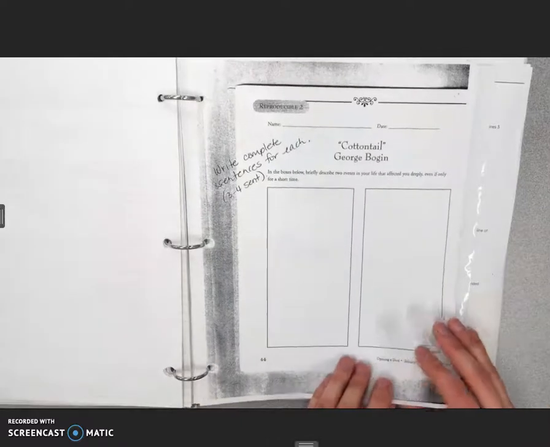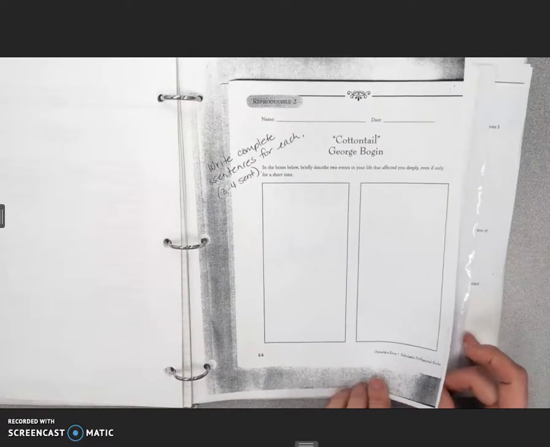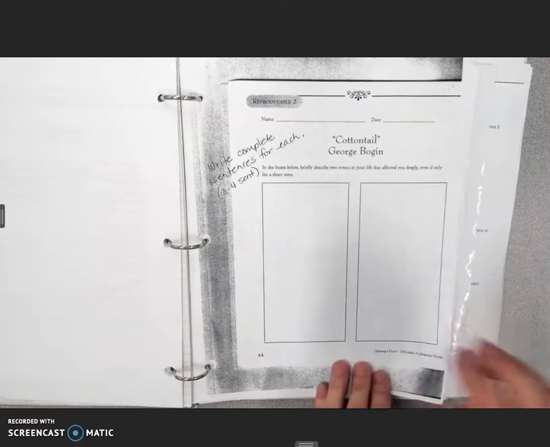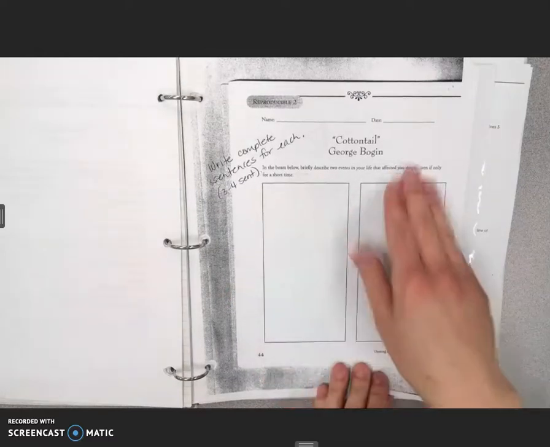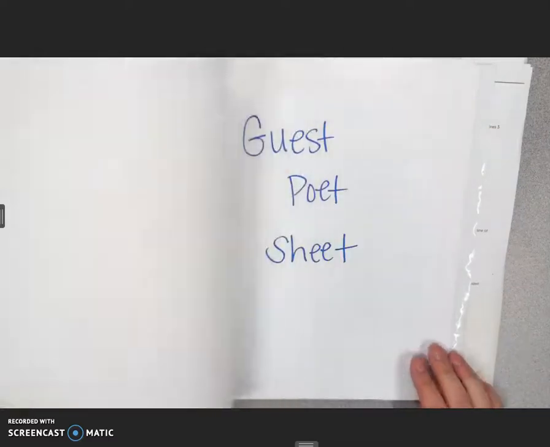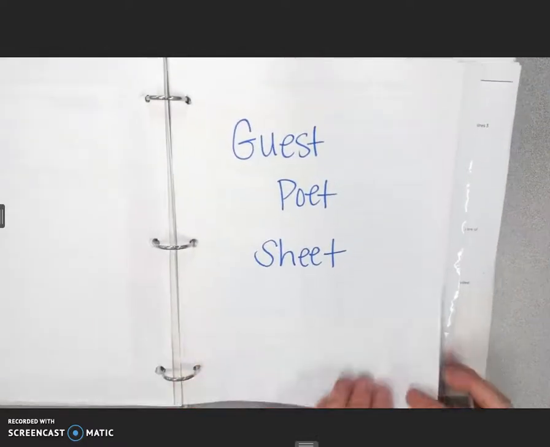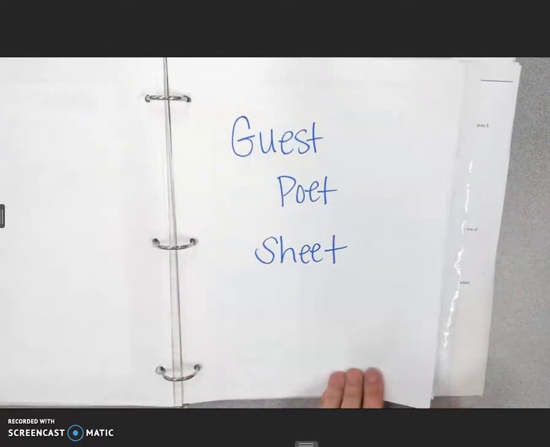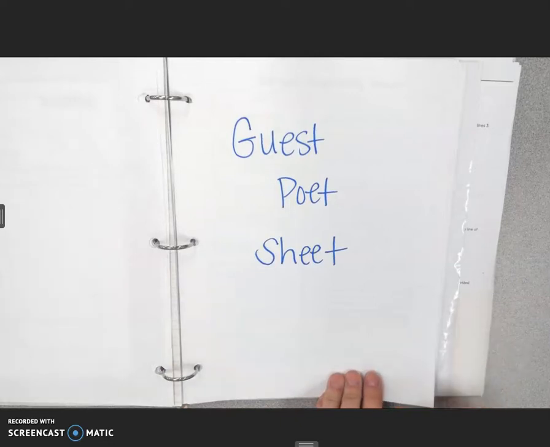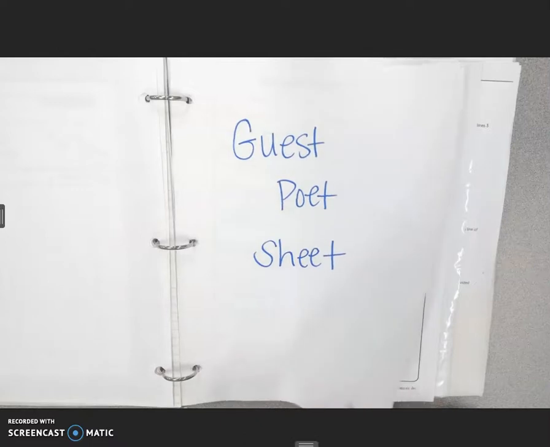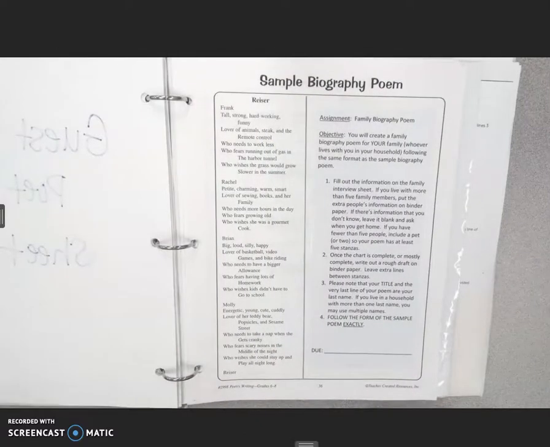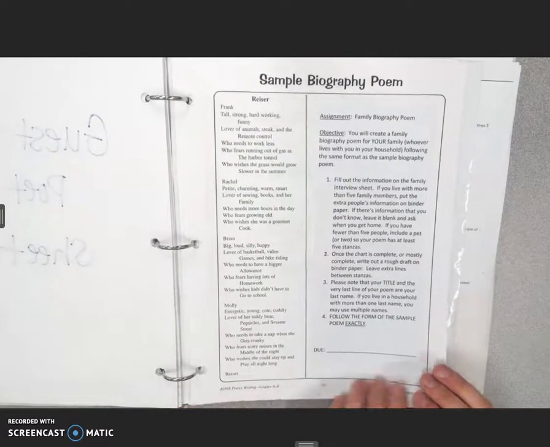Okay, here we start brainstorming for our narrative poems we're going to write. And again, we worked on this in class, so you should have that filled out. And then your guest poet sheet. So that was the bright pink sheet where we reviewed poems when Miss Wegener visited. Bright pink sheet, that's your guest poet sheet. Should be next. Your sample biography poem.